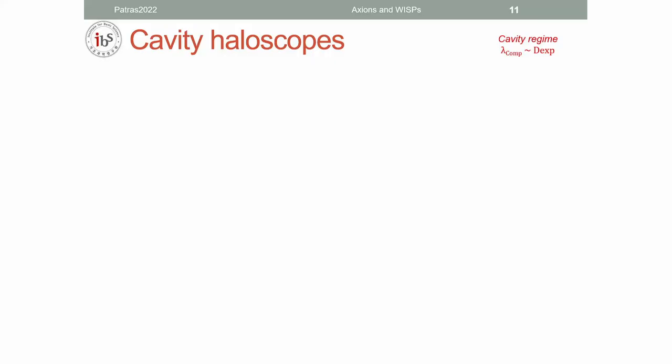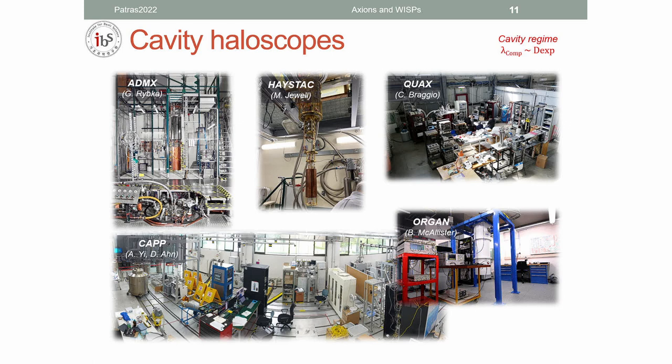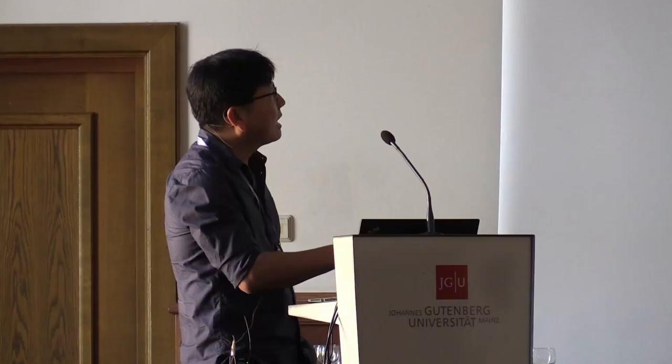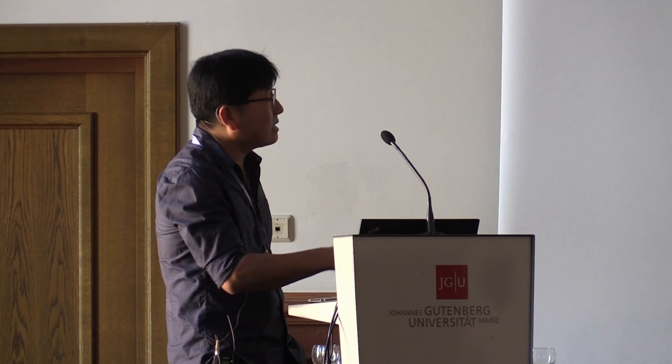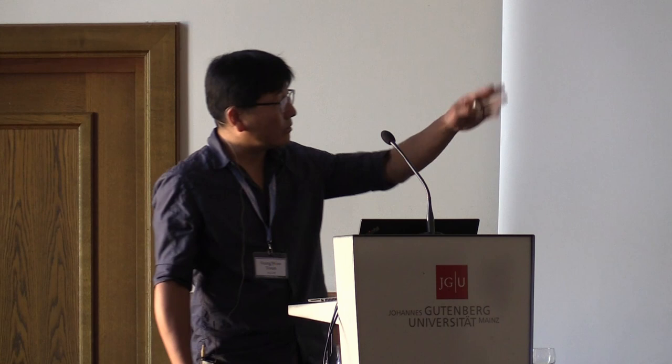So here are some of the major cavity haloscopes listed. There are dedicated talks over the workshop, so I'm not going to cover the details of individual experiments, except to emphasize some of the recent highlights. ADMX is continuously extending the search range with DFSZ sensitivity, which is very nice. They have covered up to 1 GHz at this point. And then recently they resumed the run for this particular region to reach the DFSZ level. And beyond that, they will continue their work beyond 1 GHz, up to 4 GHz.